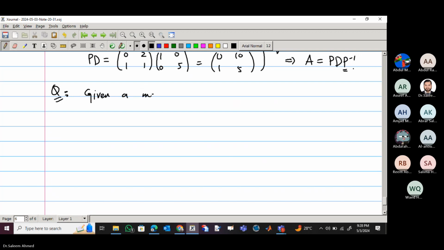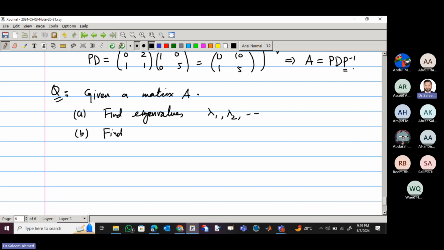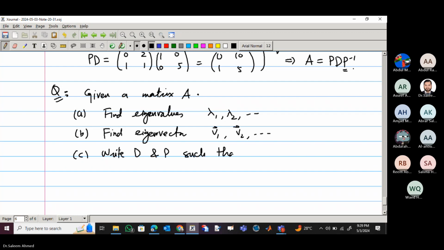Given a matrix A, I can split it into parts. Let's say in part A, find eigenvalues. So the first part that I did at the top, you can find lambda 1, lambda 2, and so on. Then I can ask you, now for those eigenvalues, find eigenvectors. One by one, you can find eigenvectors. You can call the first eigenvector V1, the second eigenvector V2, and so on. Then I can ask you, write, not find, because everything is done, write D and P such that A is PDP inverse.